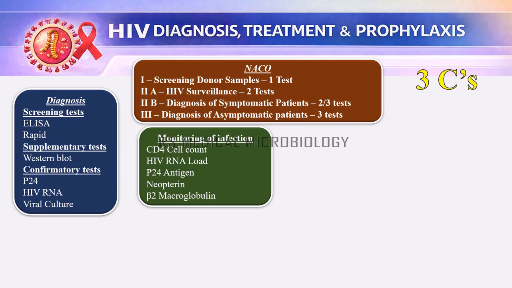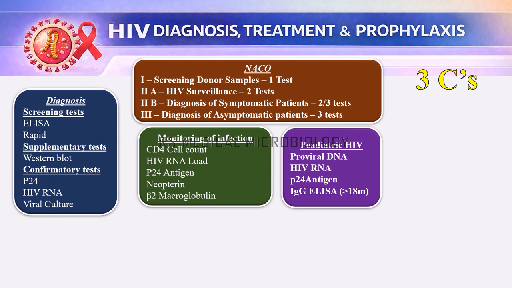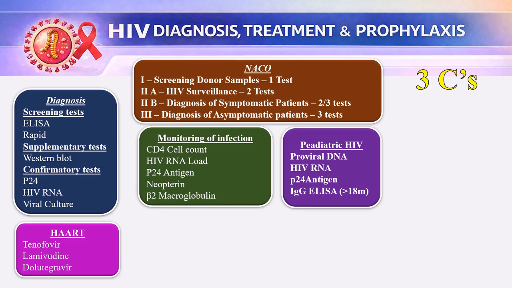When you want to monitor infection, look for the CD4 cell counts, HIV RNA load, p24 antigen, and presence of abnormal proteins like neopterin and beta-2 microglobulin. For pediatric HIV, look for proviral DNA, HIV RNA estimation, p24 antigen, and ELISA can be done for immunoglobulin G after 18 months of age.